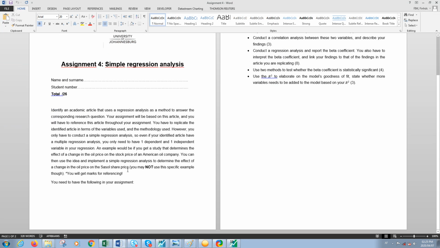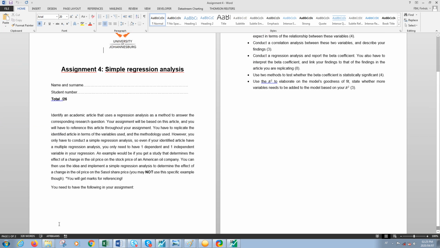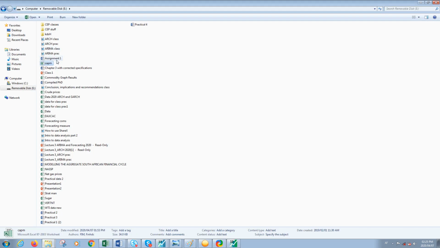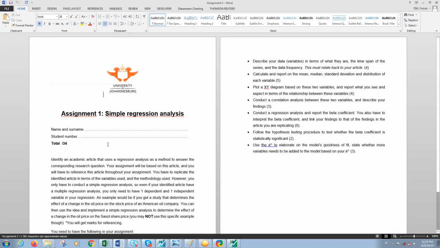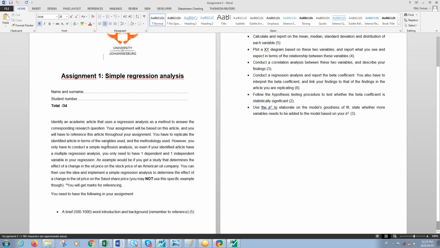So the assignment, just quickly. Identify an academic paper or article that uses a regression analysis as a method to answer the corresponding research question. Whatever those researchers selected their research question to be, your assignment will be based on this article, and you will have to reference this article throughout your assignment. Proper referencing style is important. You have to replicate the identified article in terms of the variables used and the methodology used.